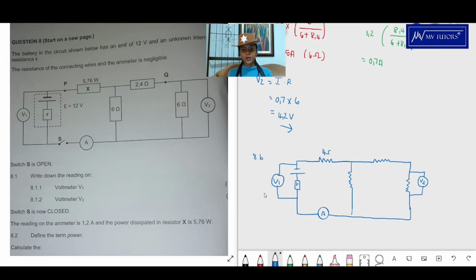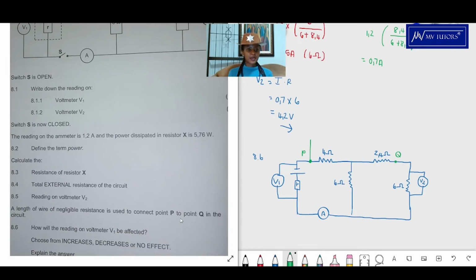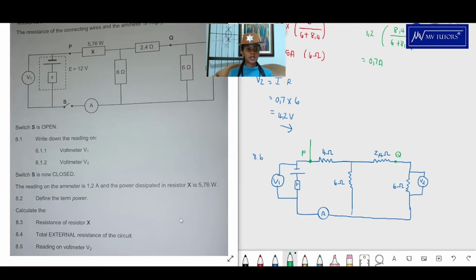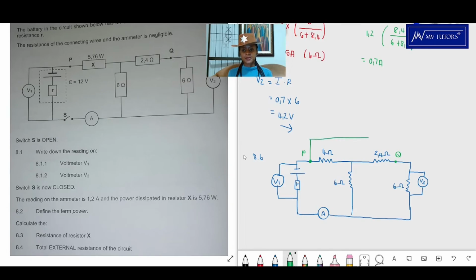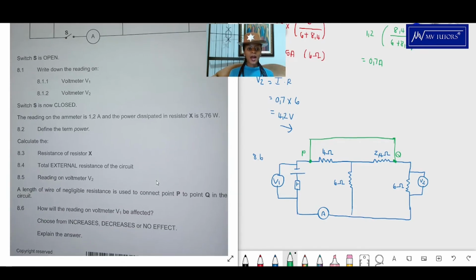Okay, so here we have 4 ohm. Here we have 2.4. Here we have 6. And here we have 6. And now they tell us that we are going to put a wire. Okay, so this is point P and this is point Q. Okay, so there is a wire here that we placed. Okay, let's read the question again. A length of wire of negligible resistance is used to connect P and Q in the circuit. Okay, cool. So we have point P and Q. Okay, now how will this wire affect the reading on V1?